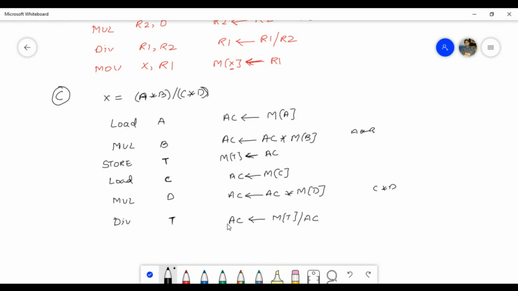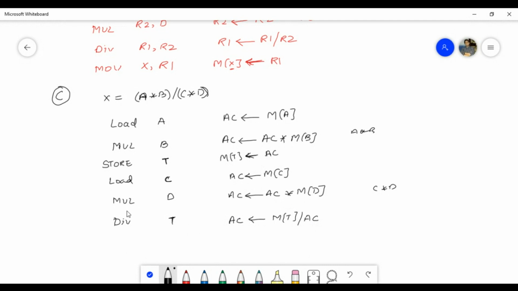Now the accumulator consists of A cross B by C cross D. That means this accumulator T is A cross B, and the accumulator consists of C cross D. So now the accumulator is updated with A cross B by C cross D.